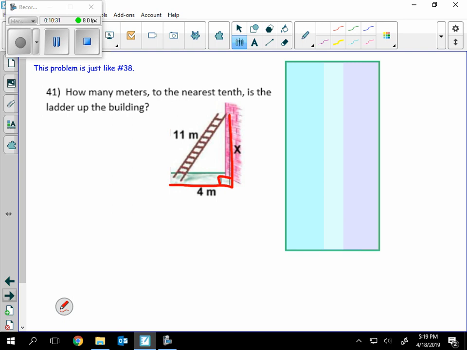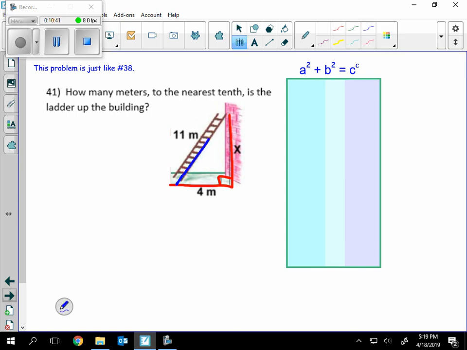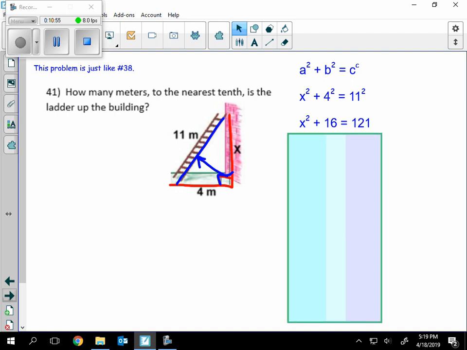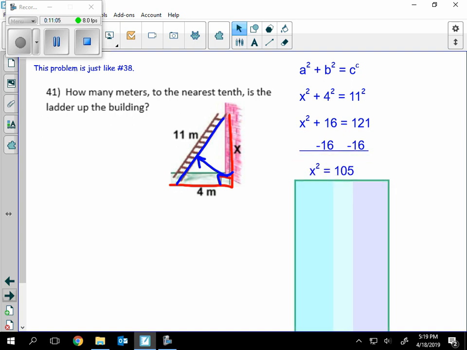Do you realize we have a right angle here? So of course we're talking about Pythagorean theorem, a squared plus b squared equals c squared. And the 11 will be our hypotenuse because it's opposite the right angle. So I've got to plug in the 11 for c. And what we don't know is x. So we've got x squared plus 4 squared equals 11 squared. Let's do our squaring. You should have those numbers memorized. And now to get x squared alone, we'll subtract 16 to both sides. And we get x squared equals 105.